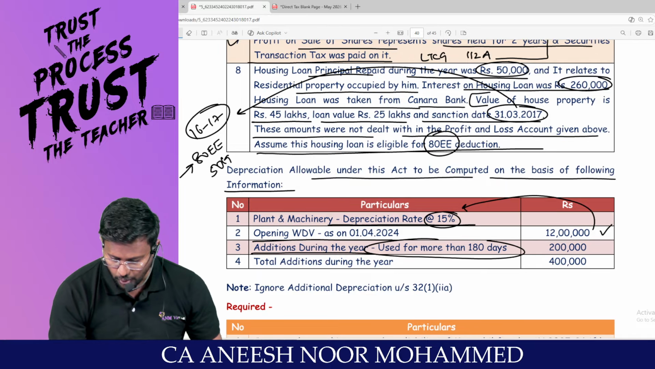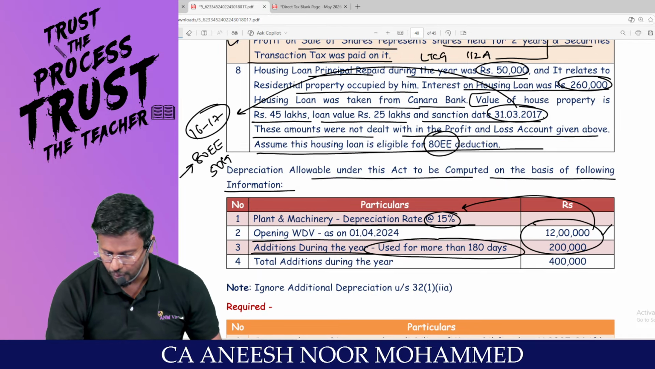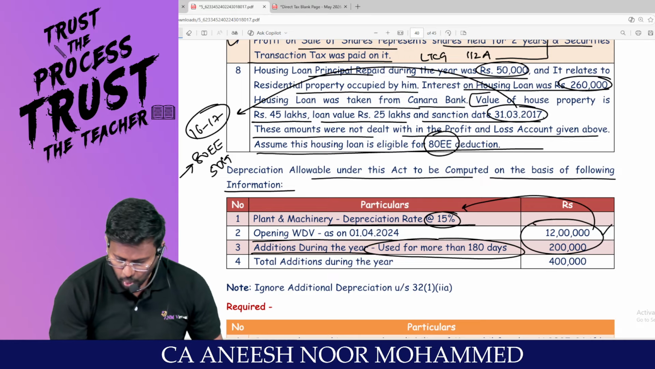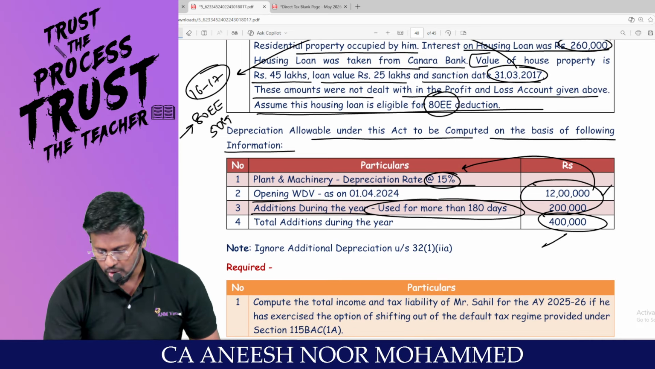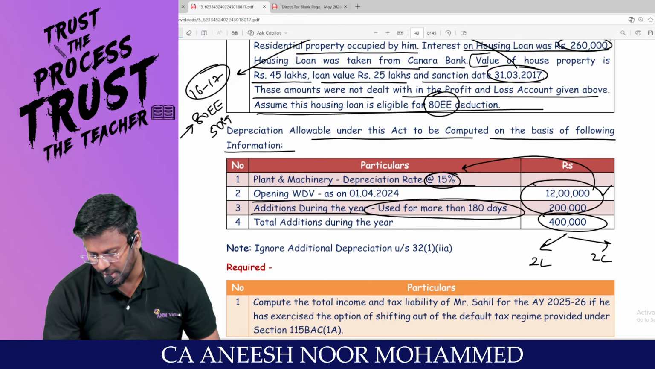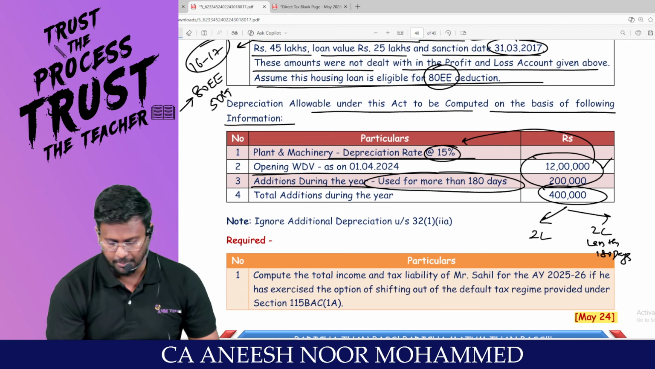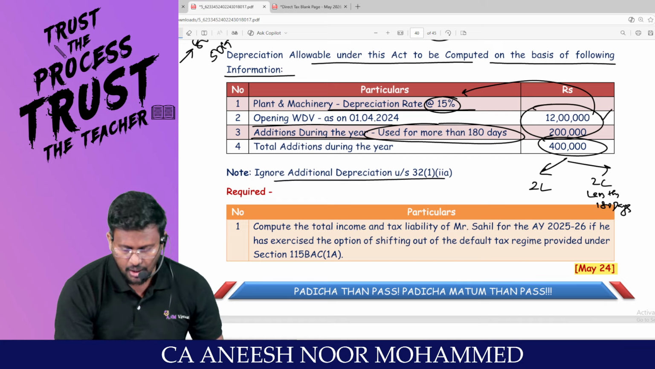Addition during the year used for more than 180 days is 2 lakh. So for the entire 14 lakh we can claim 15%. Total addition is 4 lakh. Out of 4 lakh, 2 lakh is more than 180 days. Remaining 2 lakhs are less than 180 days. For this less than 180 days, only half the rate of depreciation. Am I right?